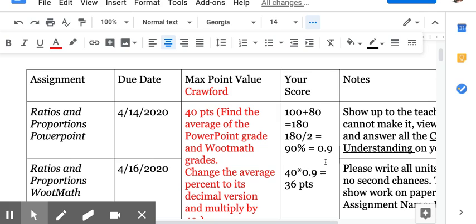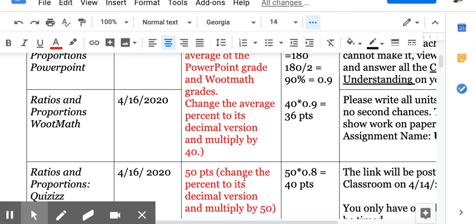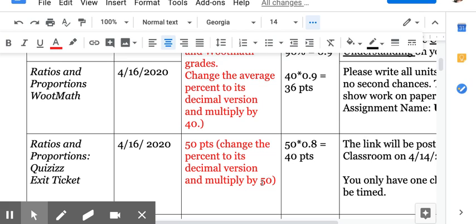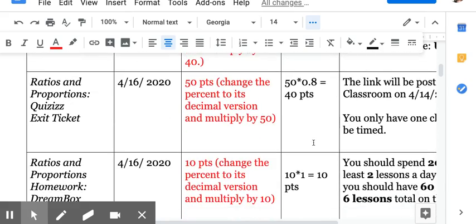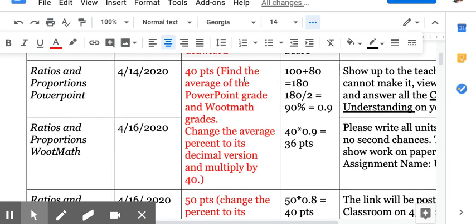Best of luck. Okay. So remember, for every block, you are going to take your grade, change it to a decimal, and multiply by the amount of points that he allows to find how many points you actually got. But remember, if you can get a 100 on everything, you get all the points. And it works the same for both my class and Mr. Bowles' class. I will admit, mine is a little bit more complicated because my students have to find the average of their PowerPoint grade and their Woot Math grade.